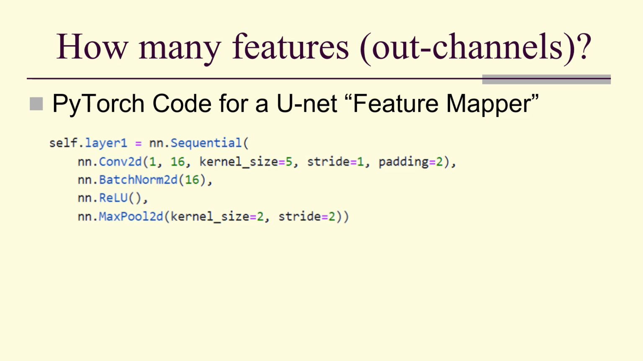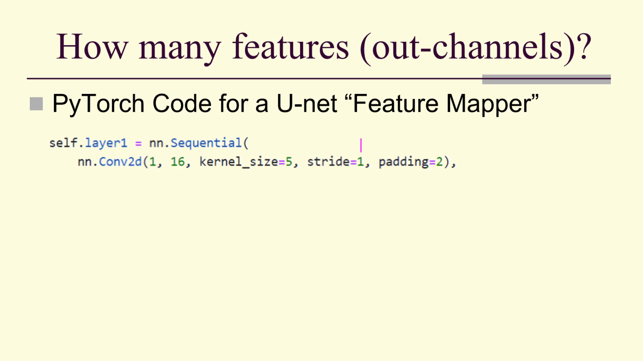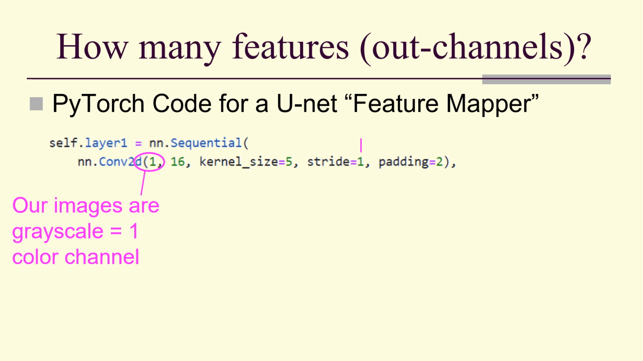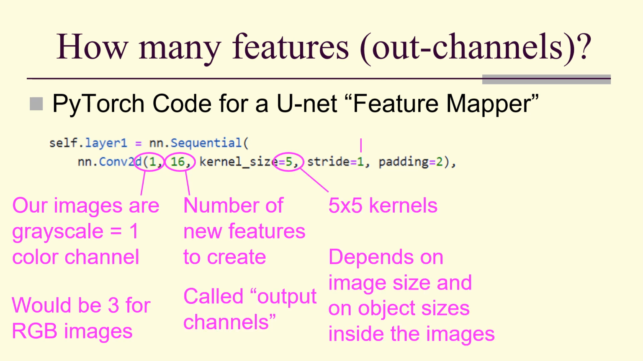So here's the PyTorch code for a UNet feature mapper. But notice all these numbers. How do we know which numbers to use here? Well, our images are grayscale, so there's one color channel. It would have been 3 if these were red, green, blue. This is the number of new features that we're going to create. Remember, this is representation learning, feature engineering. These are called output channels.